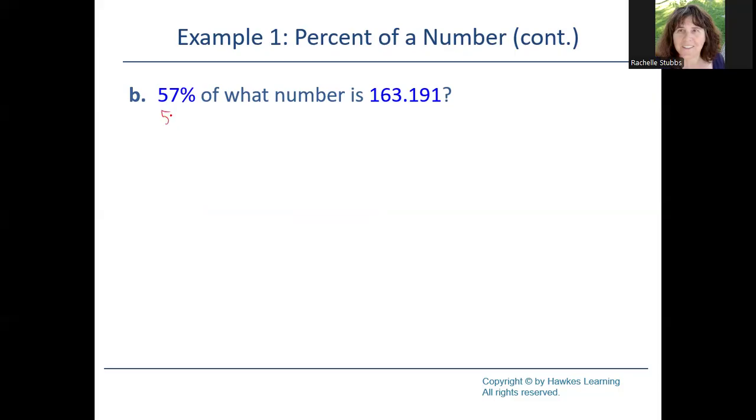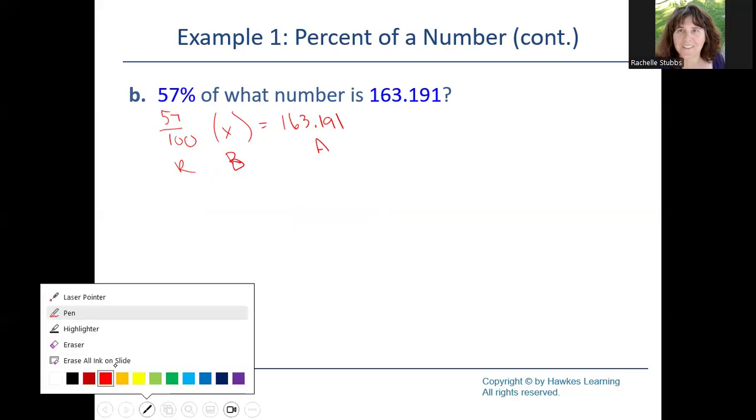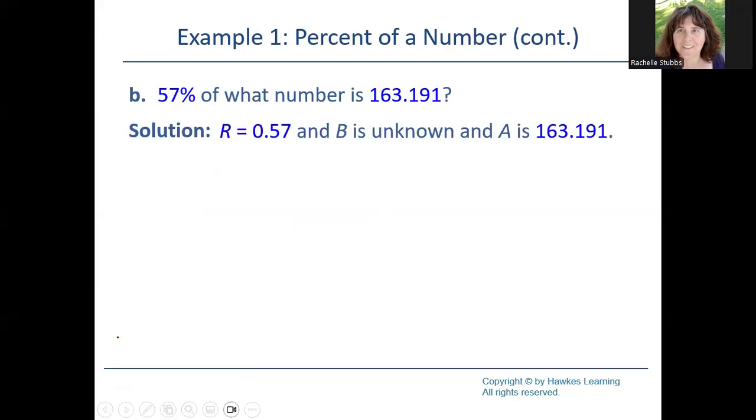All right, let's look at this one. 57%. The of is our times. What number? We don't know that. Is 163.191. This is our amount. This is our rate, and our x has become our base in terms of that formula. All right. So go ahead and we'll solve that.